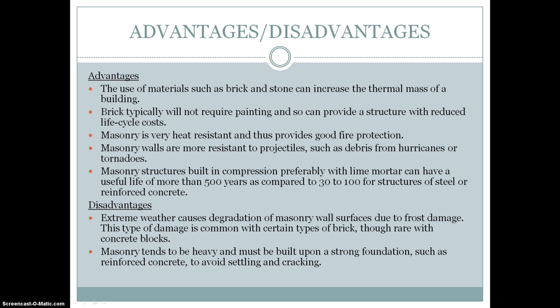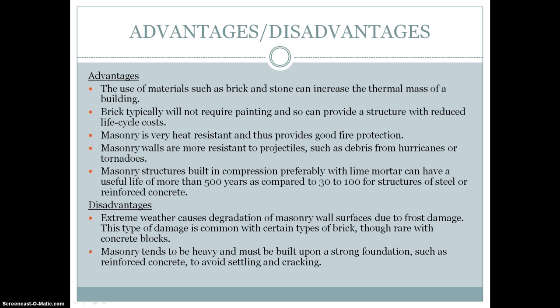Masonry walls are more resistant to projectiles such as debris from hurricanes or tornadoes. And then masonry structures built in compression, preferably with lime mortar, can have a useful life of more than 500 years as compared to 30 to 100 for structures of steel or reinforced concrete.